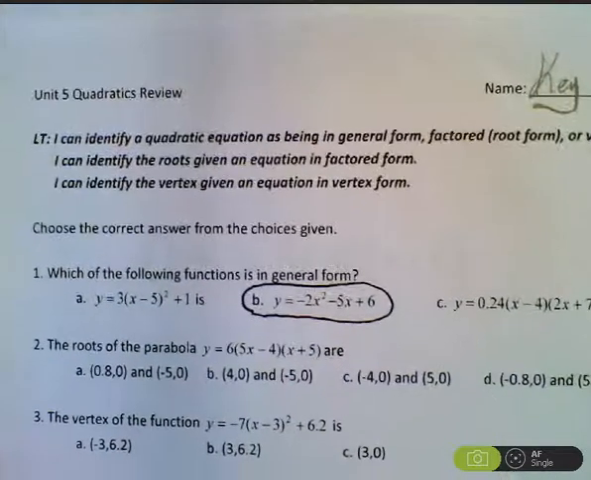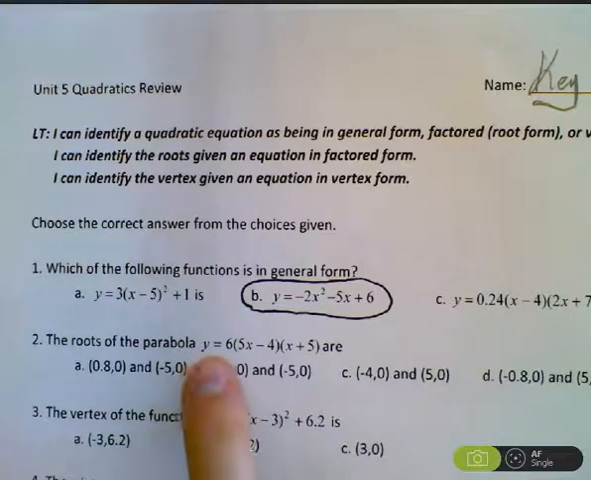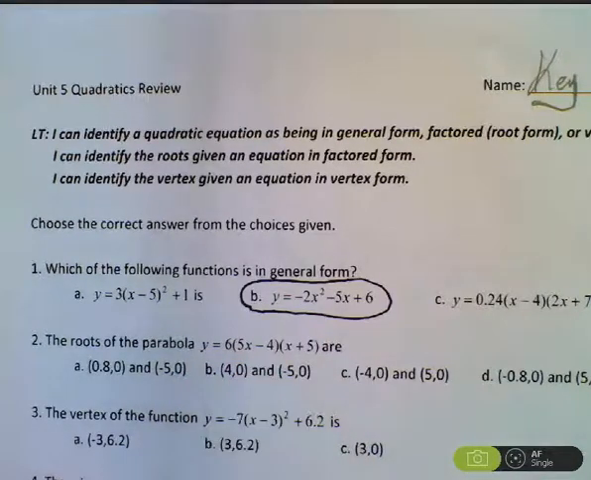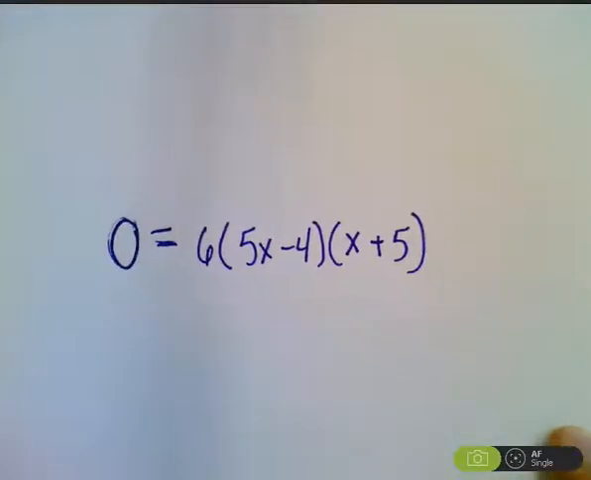Number 2 says the roots of the parabola y equals 6 times 5x minus 4 times x plus 5 are, and then we have options A, B, C, and D. So to answer this equation, we need to set our equation equal to 0. The roots happen when y is equal to 0. So for some x value on our parabola, y is going to be 0, and that's going to tell us where our roots are.